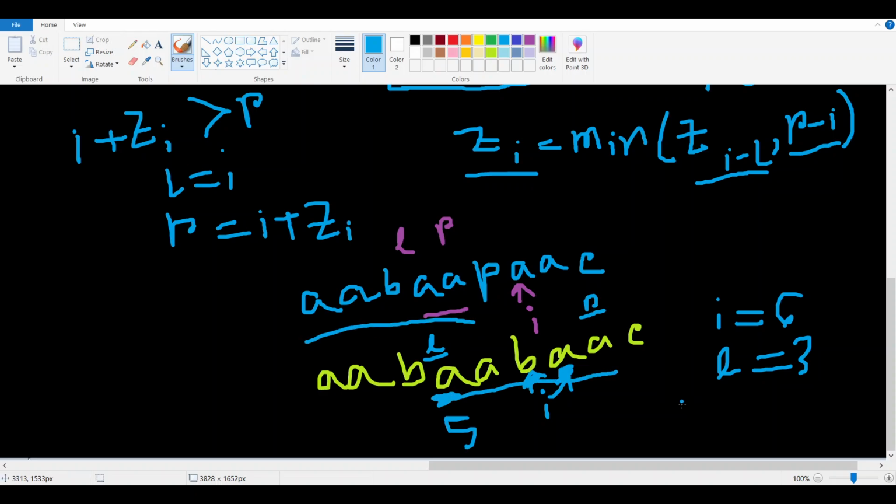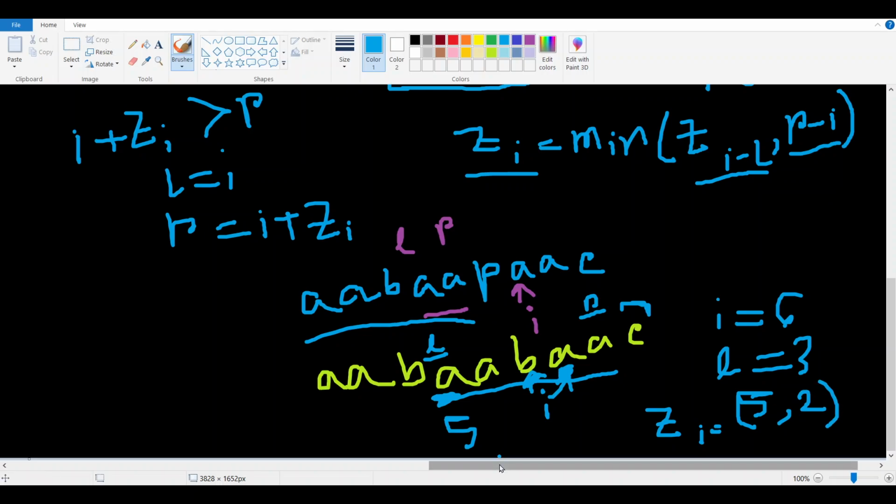Now we will try to set the Z of I value as Z of 3, but here we have not checked this character, right? So that's why we have to take the minimum value of Z of I minus L, which is nothing but the minimum of 5, comma, what is R minus I? R minus I is nothing but of length 2. So we have to take the minimum of 5 comma 2, which will be equal to 2. I hope you got my explanation.